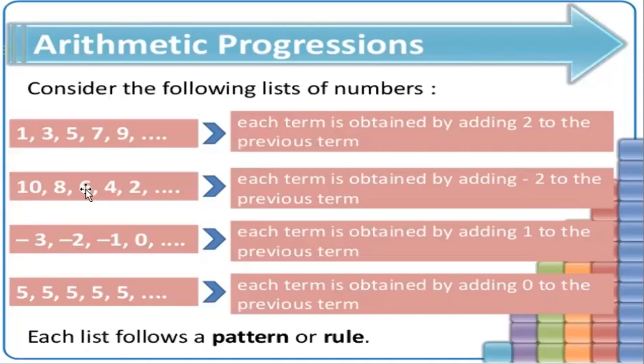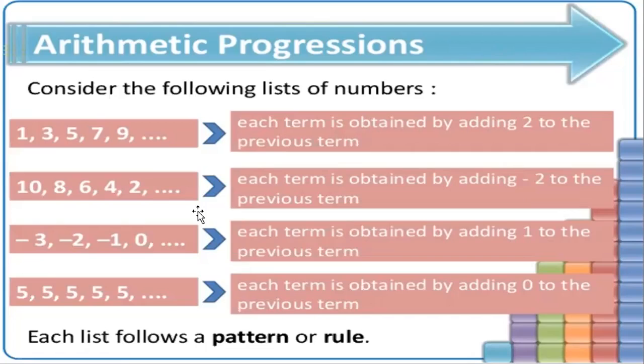Likewise, 10, 8, 6, 4, 2. Here, can you observe the pattern? Yes. Each term is obtained by adding minus 2 to the previous term. 10 minus 2, 8. 8 minus 2, 6. 6 minus 2, 4. 4 minus 2, 2. 2 minus 2, 0. Next term of the sequence is minus 2. Then again minus 4. Can we proceed to the next terms of the sequence?